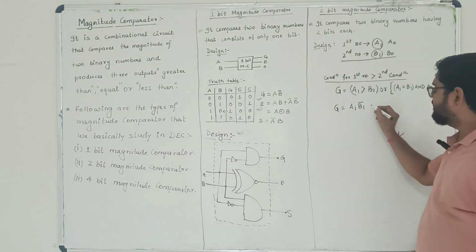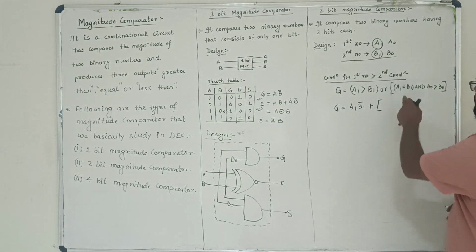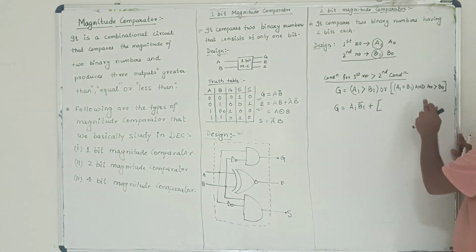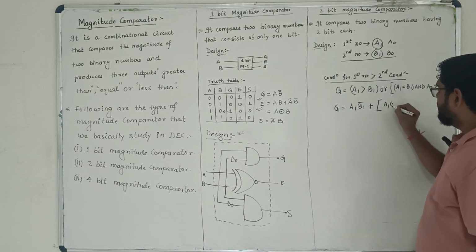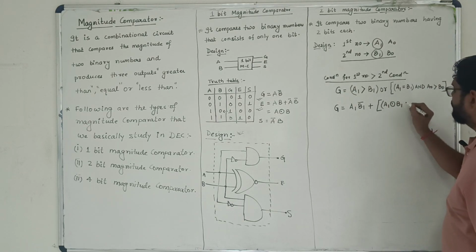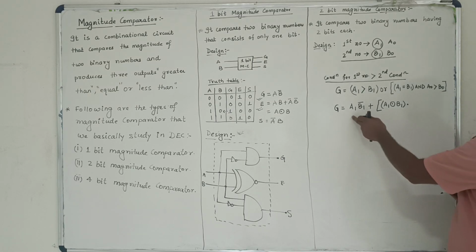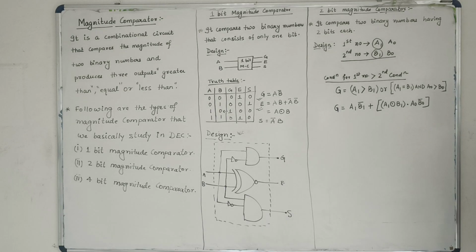Now, alongside this, OR means we have to put a plus sign. Then A1 equal to B1. For equal, you can see that it is A XOR B; here it is A1 equals B1, so we can write A1 XOR B1. After that, we have to go for an AND expression, that means we put a dot, and A0 greater than B0. Similarly, as we have written over here, we'll write it as A0 B0 bar. So this is the expression for G. I think you have got it.